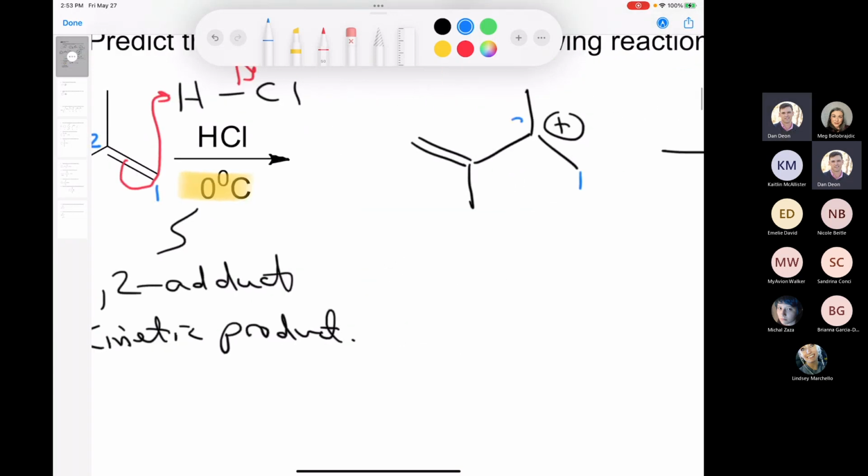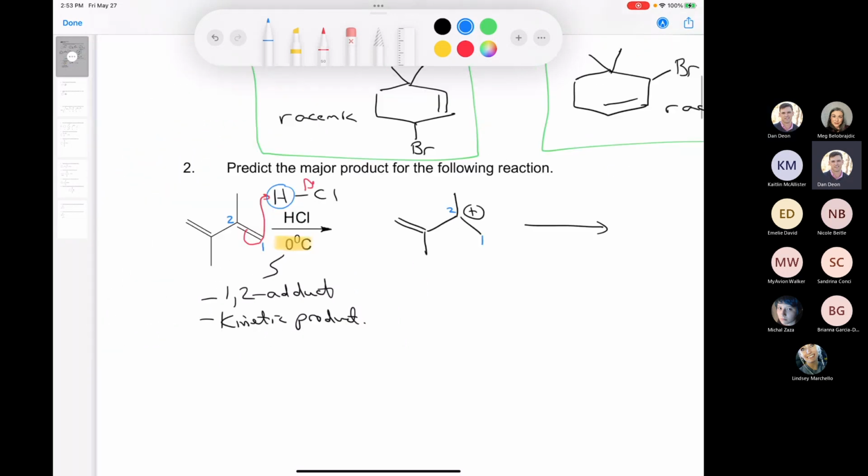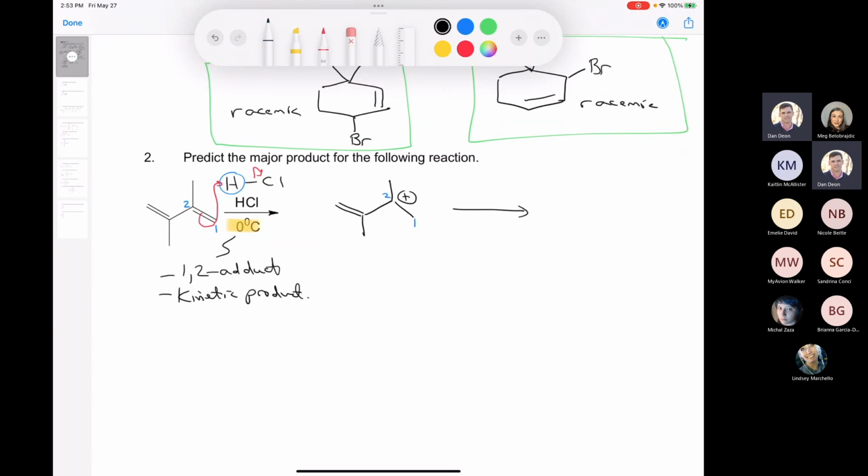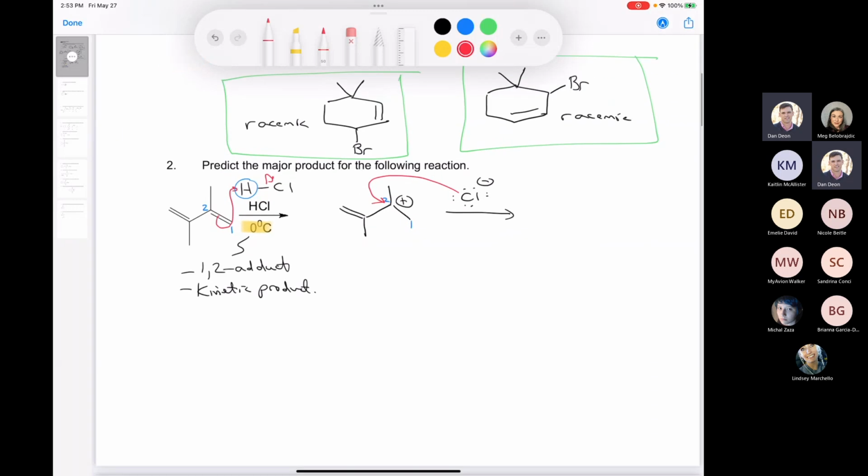Here's carbon 1, here's carbon 2. On carbon 1, we already added this hydrogen. And so now on carbon 2, we're going to add the chloride. Let's draw our chloride ion, put in all my lone pairs, and my nucleophile, my chloride, is going to attack at carbon 2 to give me the 1,2 adduct. Let's draw our final product, which will look like this. And there you go. There's our final product. So again, it's the 1,2 adduct, and we get the kinetic product because we did the reaction at 0 degrees Celsius.